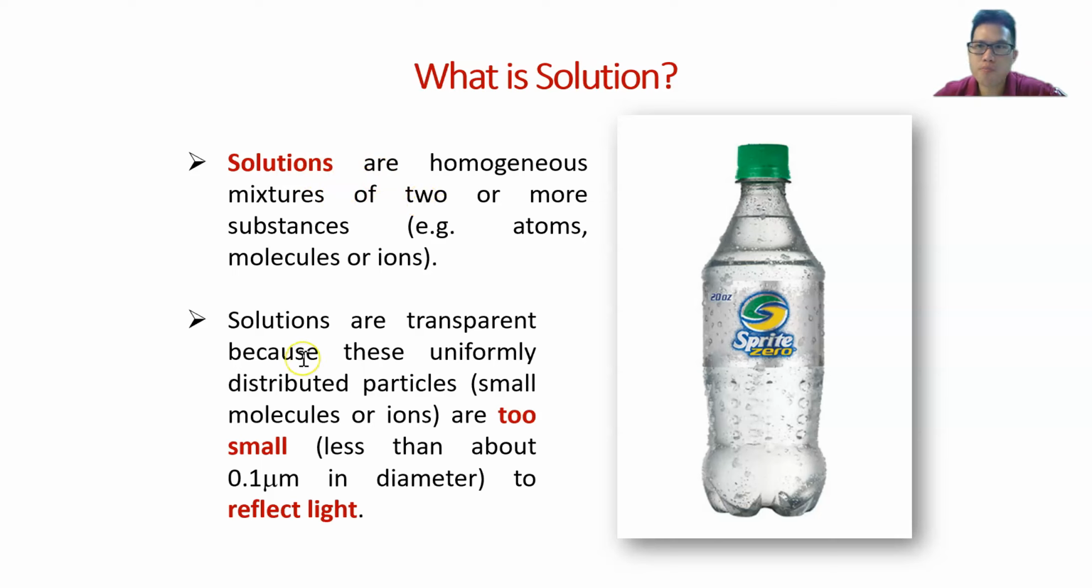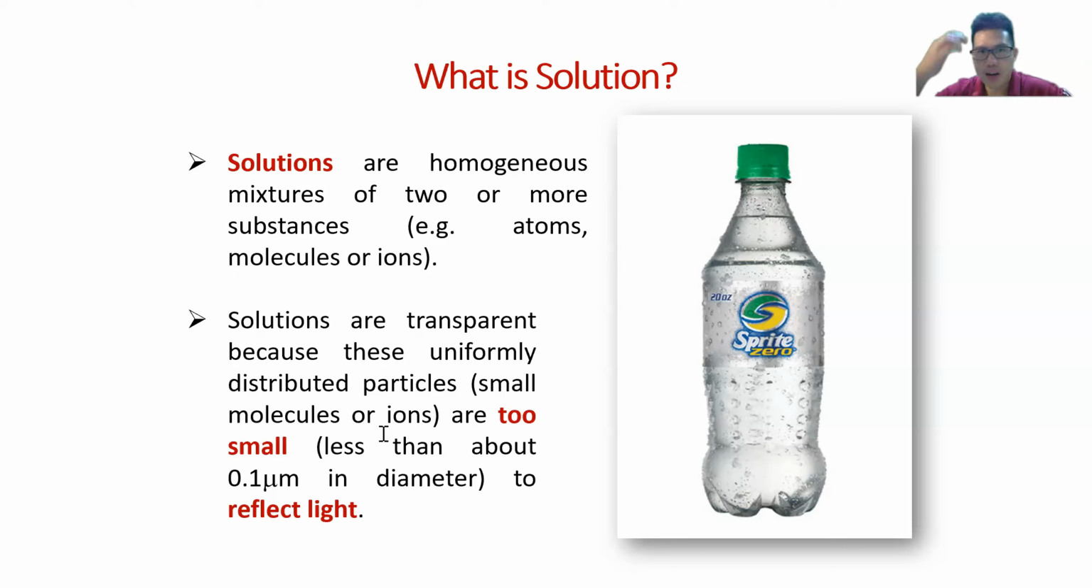Most of the time solutions are transparent, because these uniformly distributed particles, either small molecules or ions, are too small, less than about 0.1 micrometer in diameter, to reflect light. Take milk, for example: the oil droplets are large enough, so when light passes through, it reflects. When you look at it, it's white in color because the light cannot pass directly into your eyes.